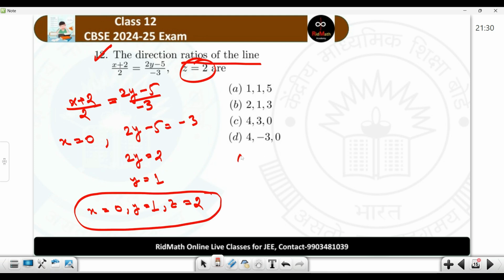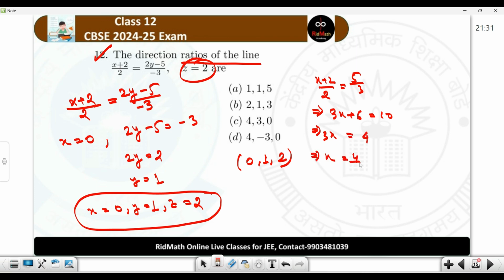So this is the point (0, 1, 2). Now take y equal to 0. So this is 5 by 3, and (x + 2)/2 equal to 5 by 3. Taking y equal to 0, that means 3x + 6 equal to 10. So 3x equal to 4 and x equal to 4 by 3. So another point is (4/3, 0, 2). z is always 2.